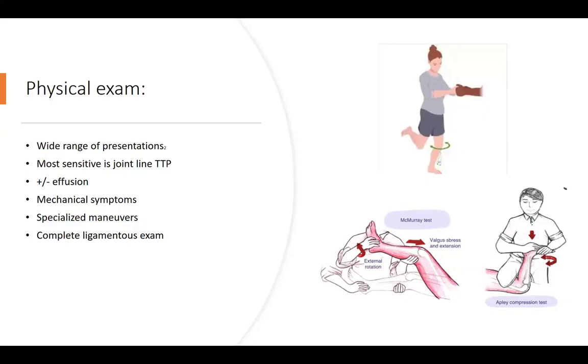Meanwhile, a full ligamentous exam is often performed in the office setting, as meniscal injuries are often not found in isolation. For example, acute ACL tears are associated with approximately 50% risk of concomitant meniscal injury, and this number is even higher in those presenting with a chronic ACL tear.